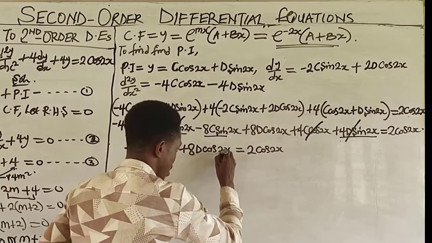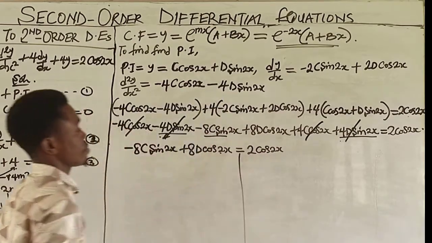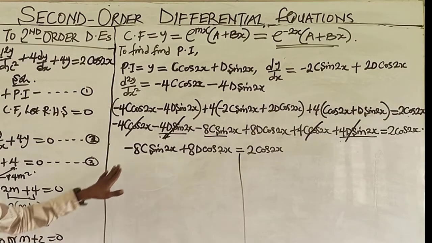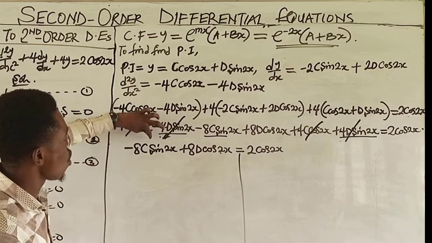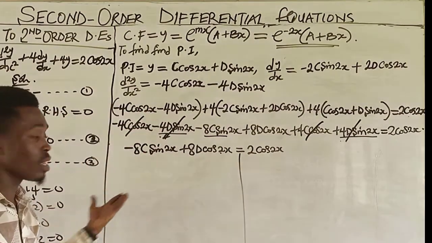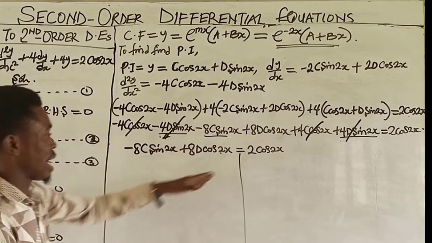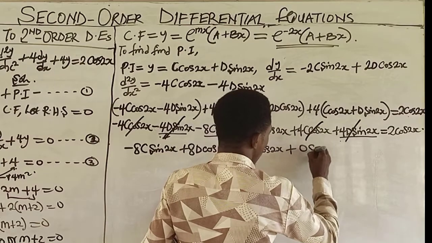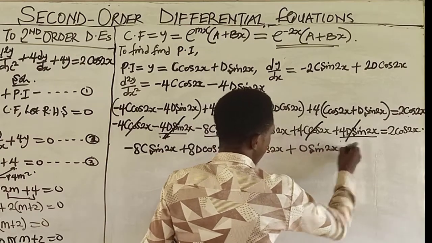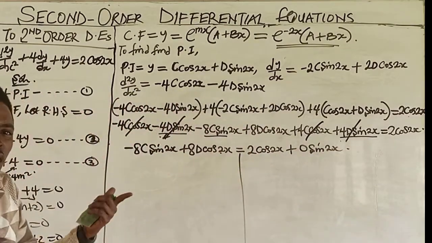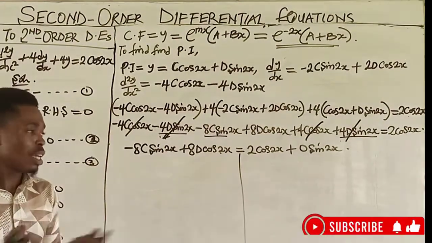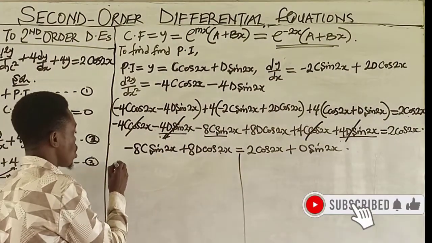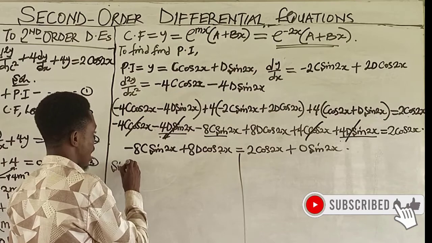At this point, we can divide the board into 2 equal parts. All we need to do now that we have successfully reduced this to have one sine function at the left, one cos function at the left, and at the right now, we only have cos function. So I can introduce sine, which is 0 sine 2x, so that I can compare both sides. Now, for me to compare both sides, I will come with sine functions, sine 2x.